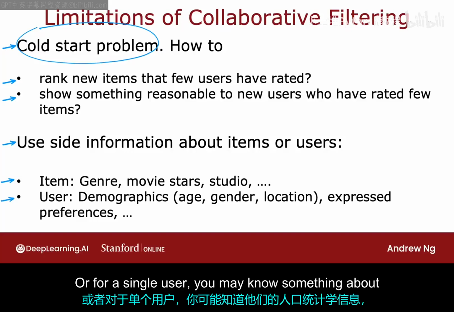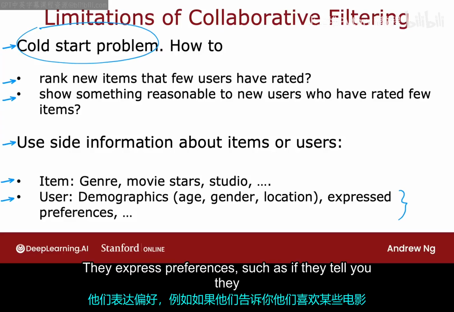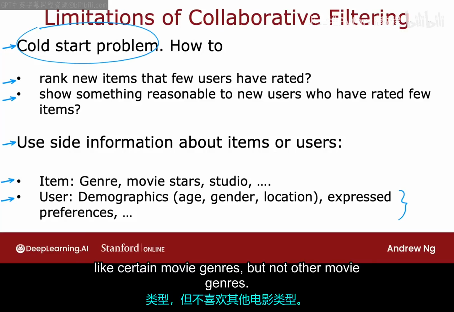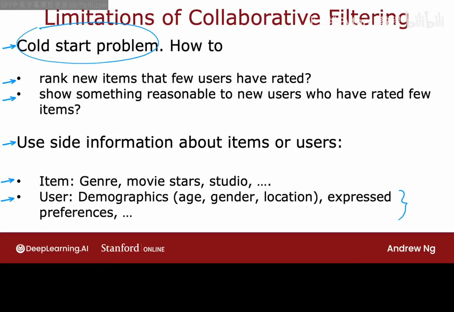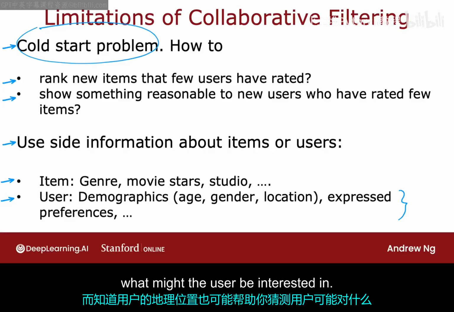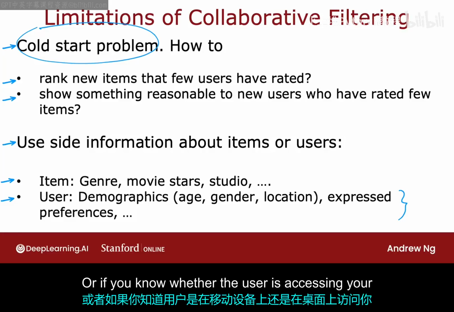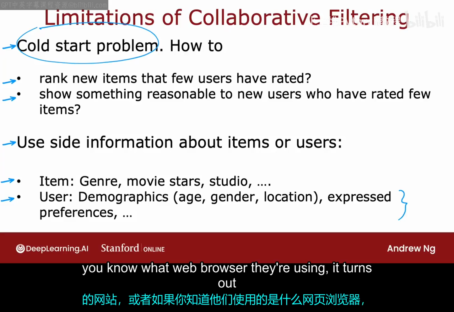Or for a single user, you may know something about their demographics, such as their age, gender, location. They express preferences, such as if they tell you they like certain movie genres but not other movie genres. Or if you know the user's IP address, that can tell you a lot about the user's location. And knowing the user's location might also help you guess what the user might be interested in. Or if you know whether the user is accessing your site on a mobile or on a desktop, or what web browser they're using.